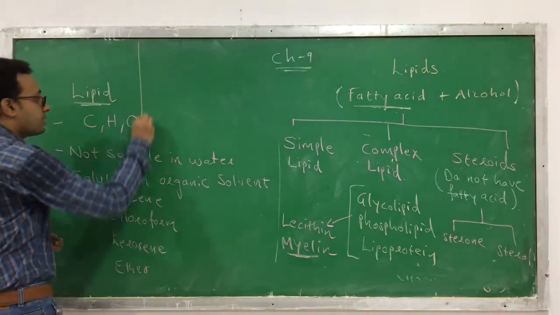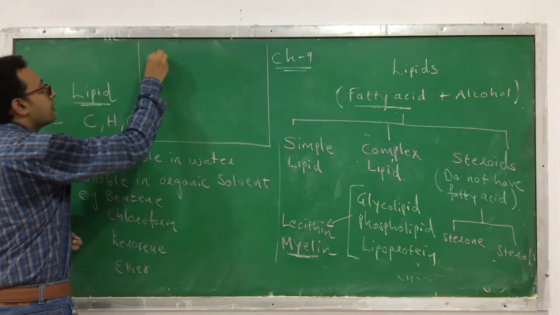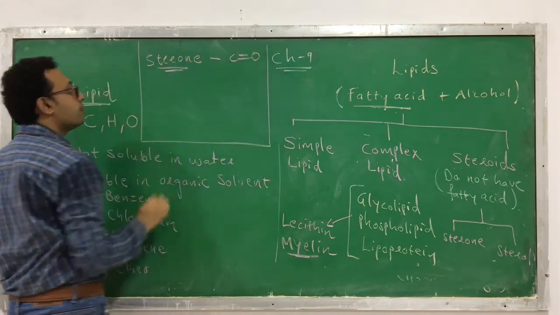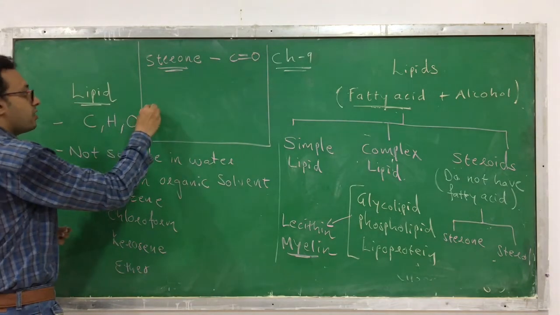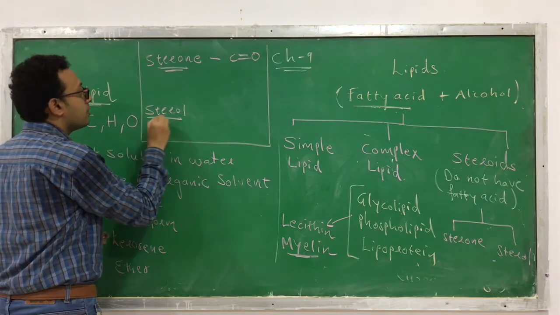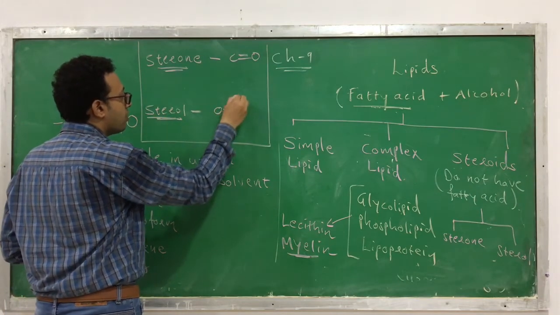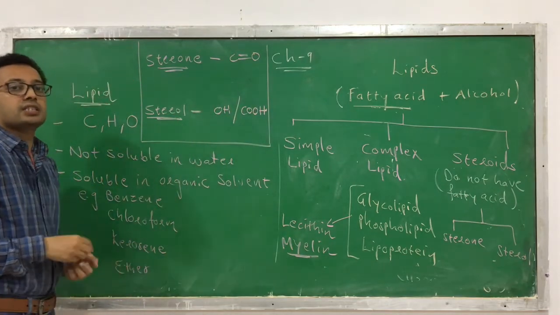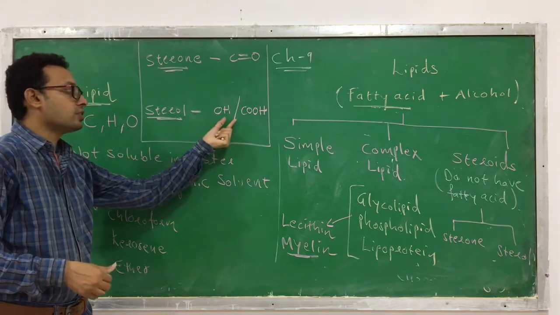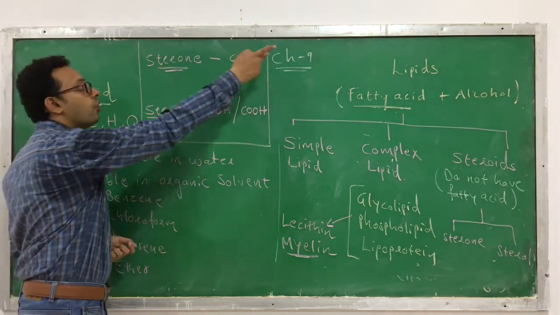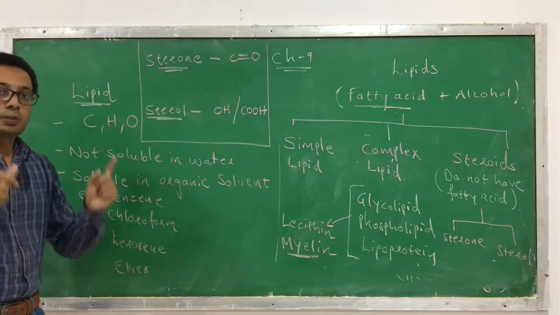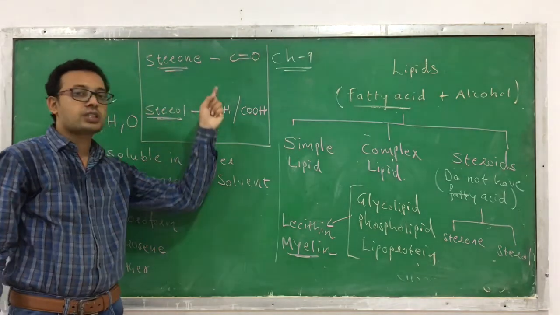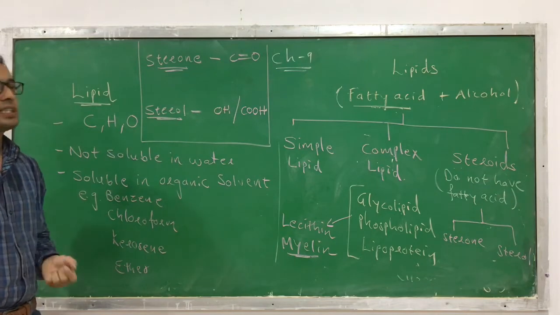I am writing over here. Sterones have a ketone functional group, C double bond O. And sterols have OH, or C double OH, the carboxylic acid functional group. That's why they are called sterol: alcohol, ol. Here, ketone, one. So based on functional group, if they have a ketone, they are called sterone. If they have a hydroxyl or carboxylic acid functional group, they are called sterol.